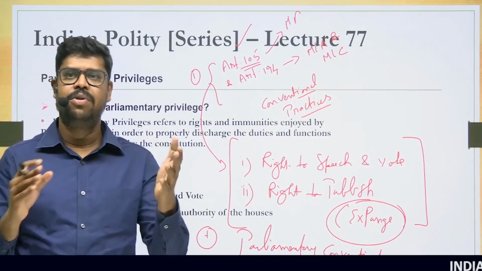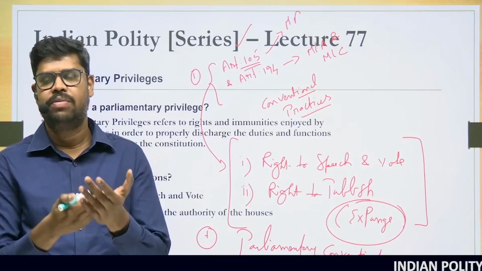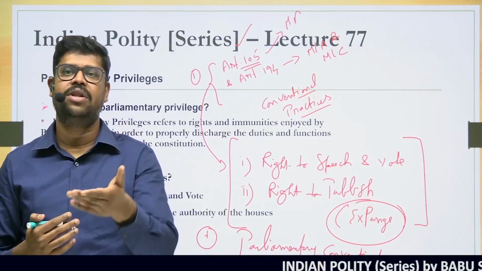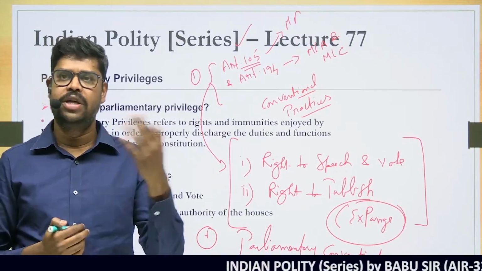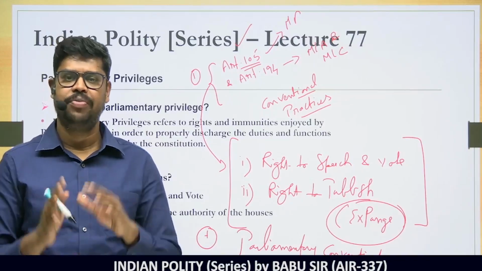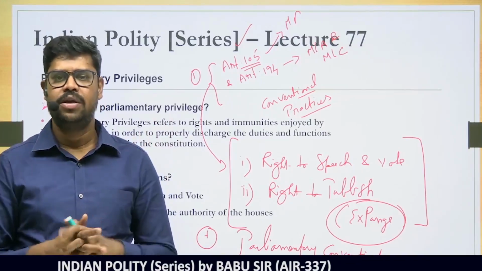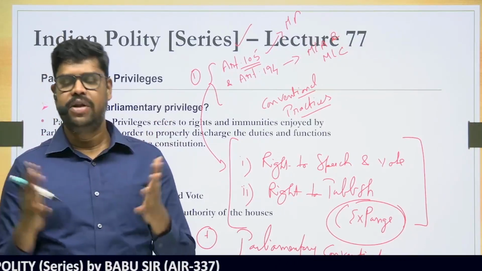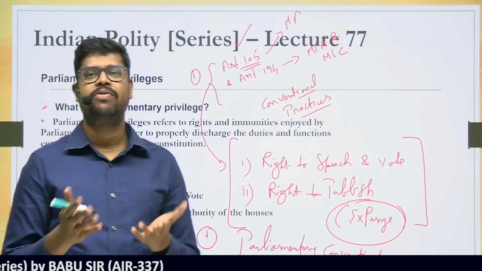So for example, today there is one privilege given to the members of the parliament: 40 days before the summoning of a session and 40 days after the prorogation of the session, the members of the parliament cannot be summoned by the courts. However, this privilege is only in civil cases. But why is this privilege given?